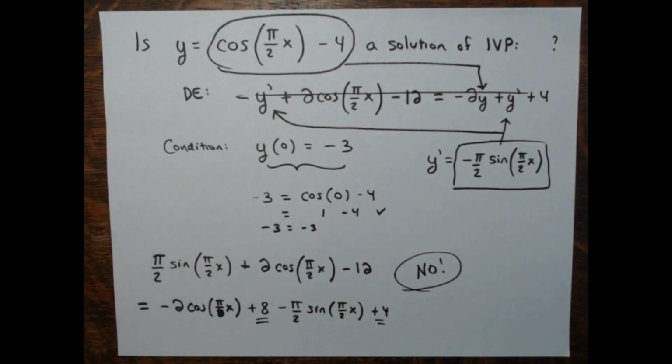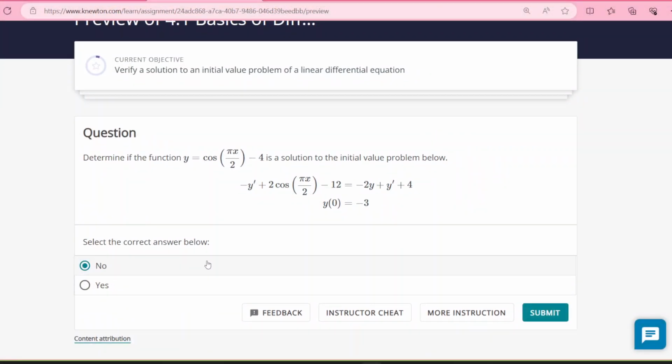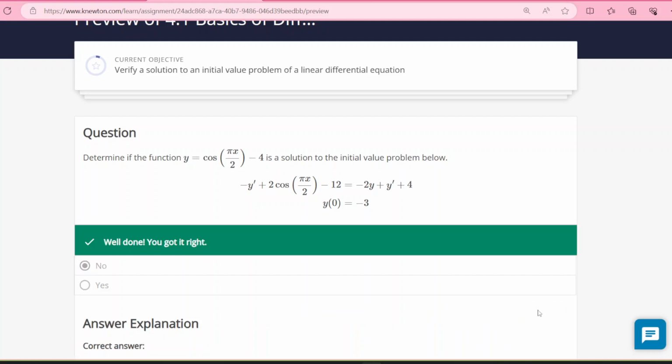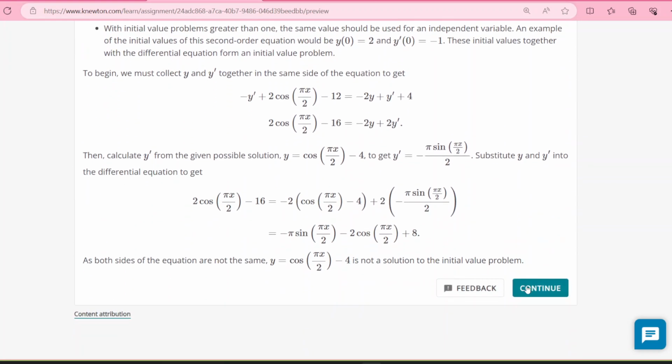All right, the answer is no here. All right, so back here, answer is no. Does not satisfy both the equation and the condition. Great. All right, moving on.